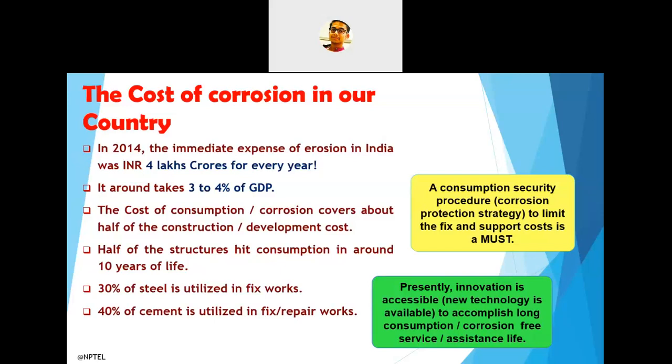According to the census of 2014, about 4 lakh crore rupees per year is spent annually on repair work, particularly for the corrosion process. It's a huge amount. It has also been seen that it hits 3 to 4% of our GDP. So the corrosion cost of our country is 3 to 4% of the whole GDP, and it's not a matter to neglect.